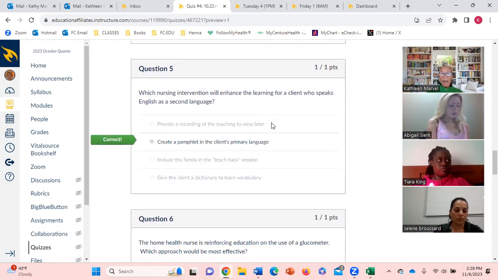Which nursing intervention will enhance the learning for clients who speak English as a second language? Everybody get this one correct? Creating a pamphlet in the client's primary language. That would be one of the most important tools. I'm sure lots of people work with clients who speak English as a second language. It's always best to try and figure out how to communicate with them in their primary language.